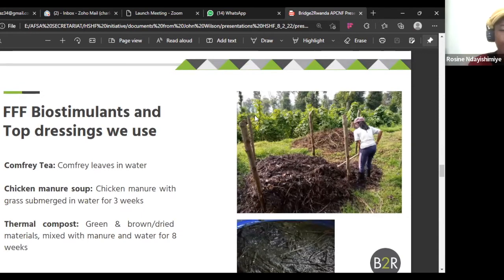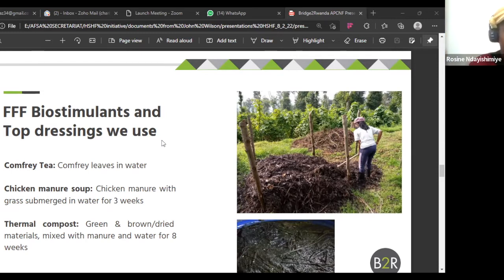In the method, we have also been using biostimulants and different top dressings. Some that we have been using include comfrey tea, where we take comfrey leaves, put them in water, have them ferment for a while, and then use that water to top dress our vegetables, like kale. It gives really an increase in potassium, and that has greatly reduced how much chemical fertilizer we use. We don't actually put chemical fertilizers on our vegetables when using this comfrey tea. It greatly improves our crops without having to top dress with chemical fertilizers.